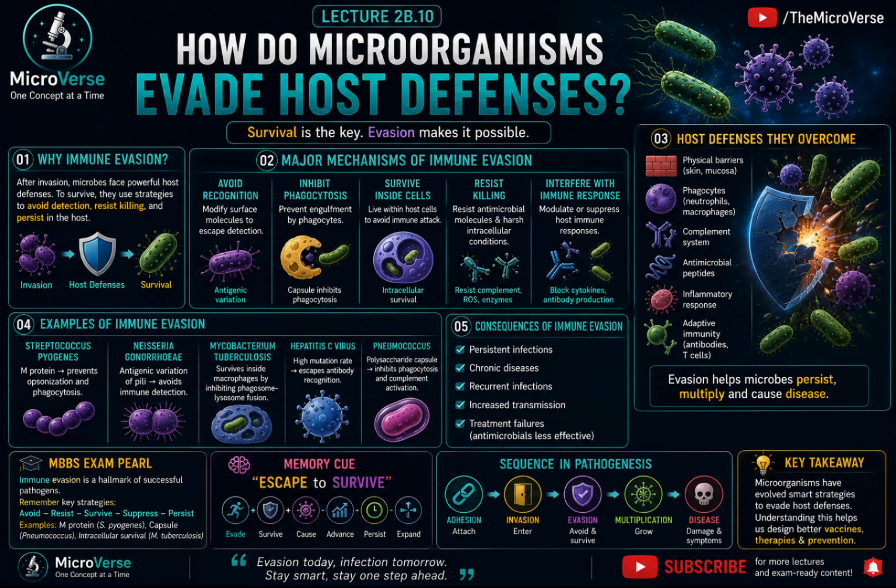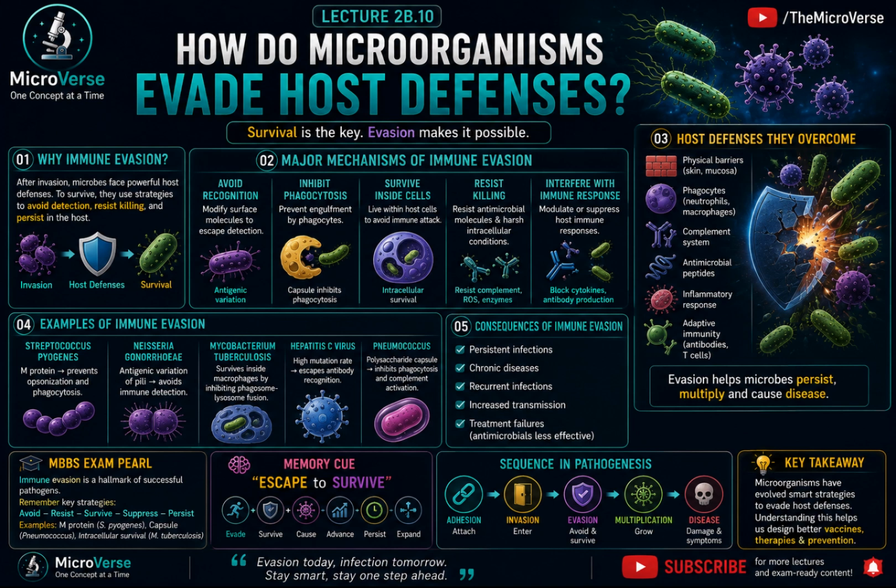Here I give one memory trick: ESCAPE to survive. E stands for evade recognition, S stands for survive phagocytosis, C stands for counter complement, A stands for alter antigens, P stands for persist inside the host, and E stands for evade immune killing. So you don't need to memorize every mechanism separately if you remember the central idea, which is escape, survive, multiply, and at last cause disease.